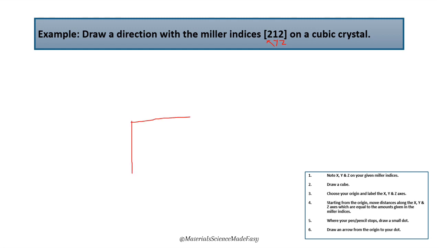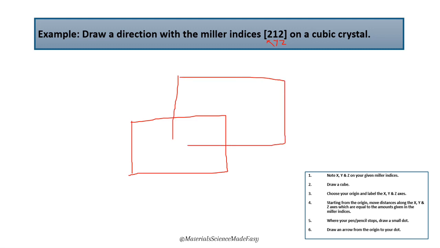Step number 2, we'll draw our cube. What do you think we should be getting? I feel like this is the ugliest cube I've drawn thus far. Okay, this is our cube, guys, and then from there we choose our origin. Everything is positive, so this is our origin. And then we label our x, y, and z from this point.